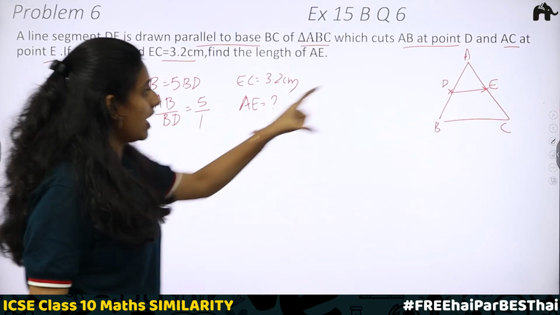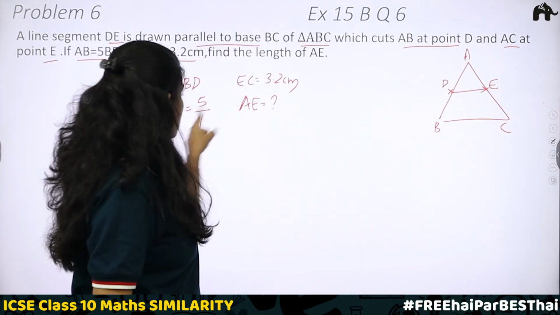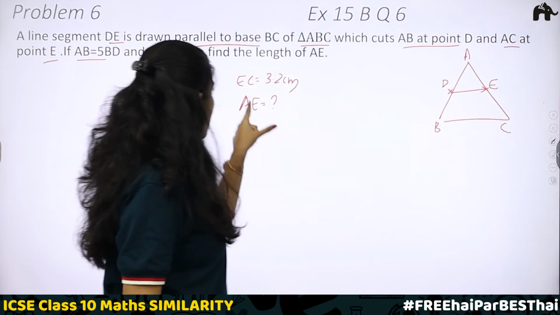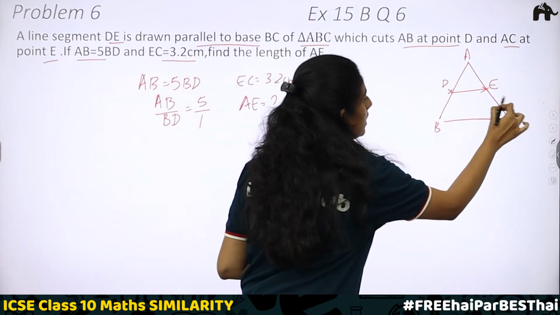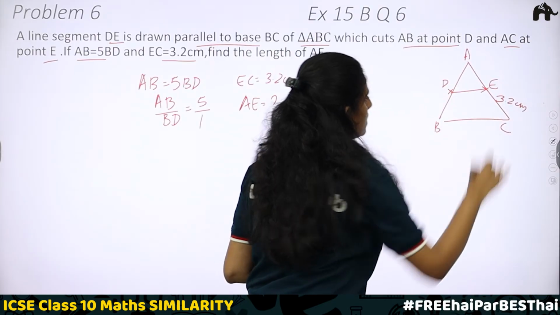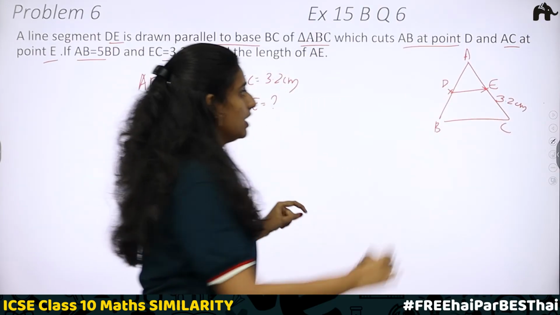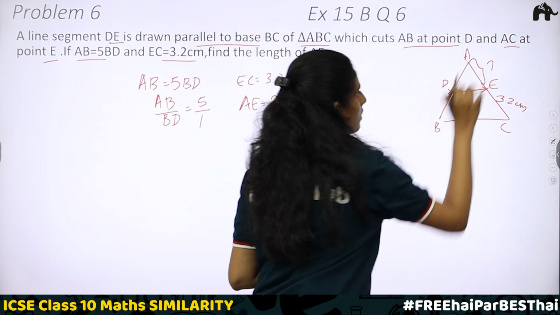Here we have AB, then BD, and EC is given. EC, this part, is equal to 3.2 centimeter. We need to find the length of AE, that is this part.